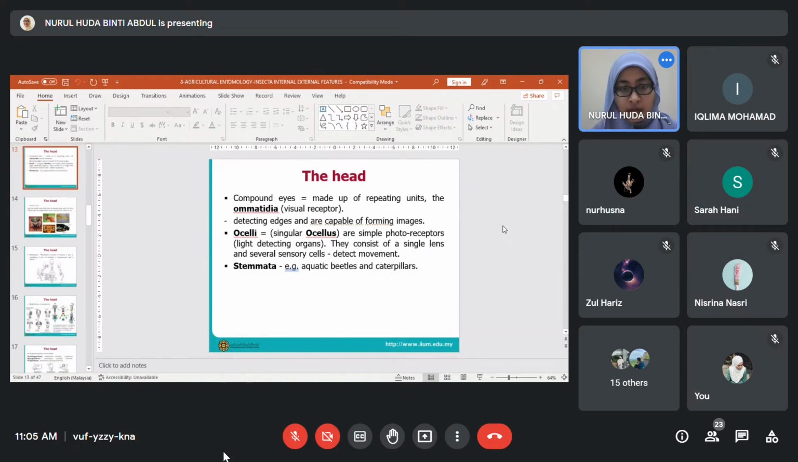So it is almost like ocelli. It is a photoreceptor. Rather than compound eyes, which give you visual images, as I said, you see as if there is a screen, but different screens show different angles. Those are ommatidia in the compound eyes. But stemmata are almost similar to ocelli, but quite different.